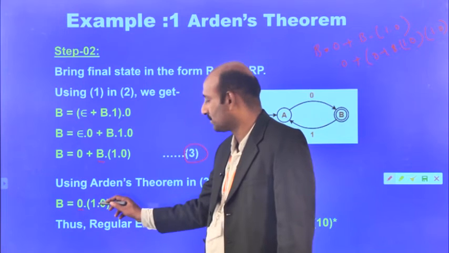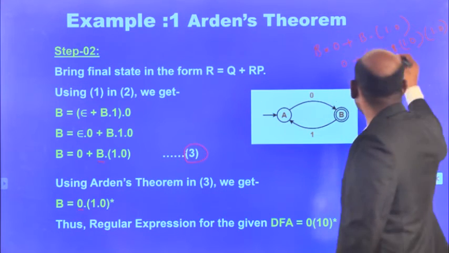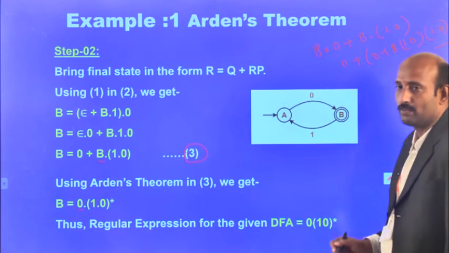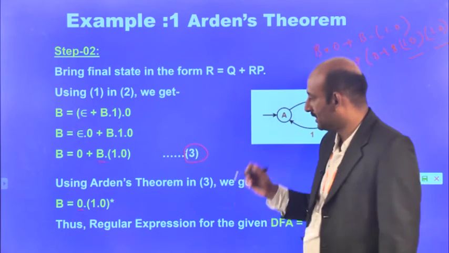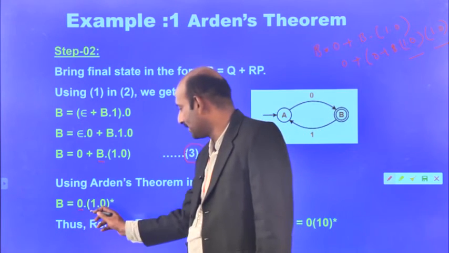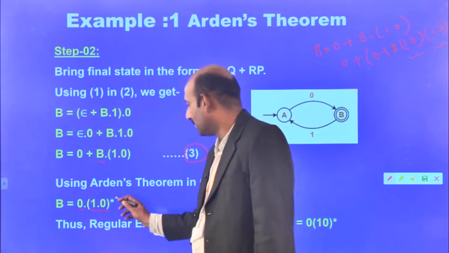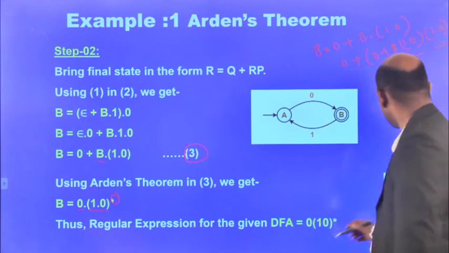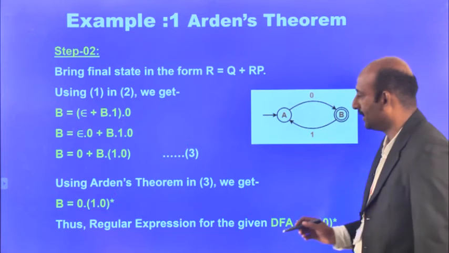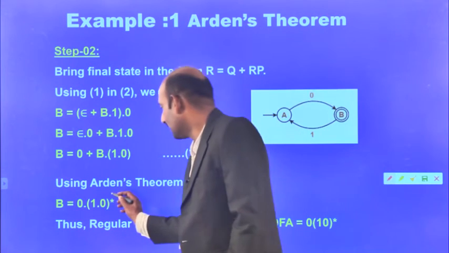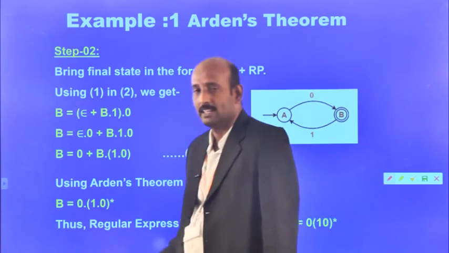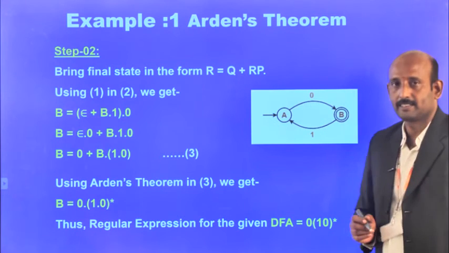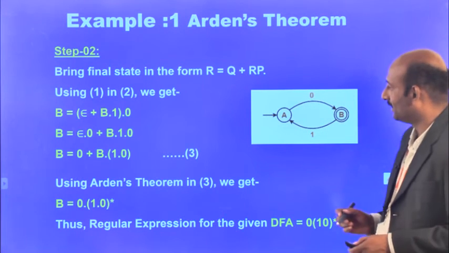So this 1 dot 0 is applied repeatedly, so we may get multiple numbers of 1.0s. For this multiple number of 1.0 we write 1.0 power star. That star indicates the closure. That is the meaning of this. So this is the regular expression for the given DFA. I repeat this one again.